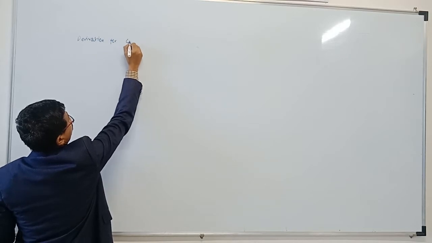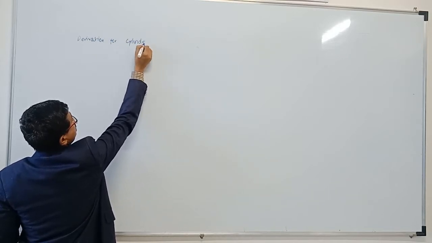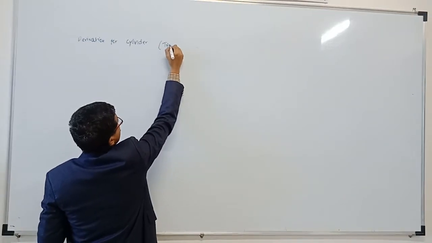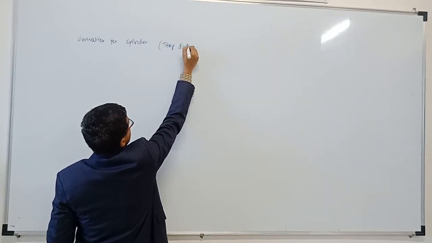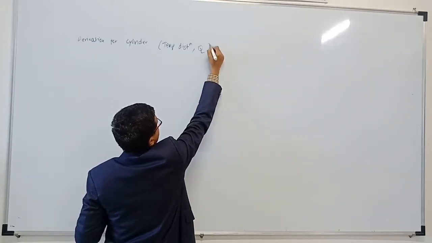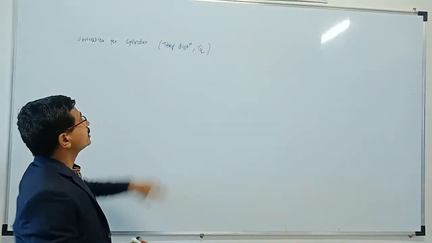In this lecture we are going to discuss the derivation for the cylinder case. And what is our objective? The first objective is to determine the temperature distribution, and the second objective is to determine the heat transfer rate, capital Q. Okay. What is temperature distribution?